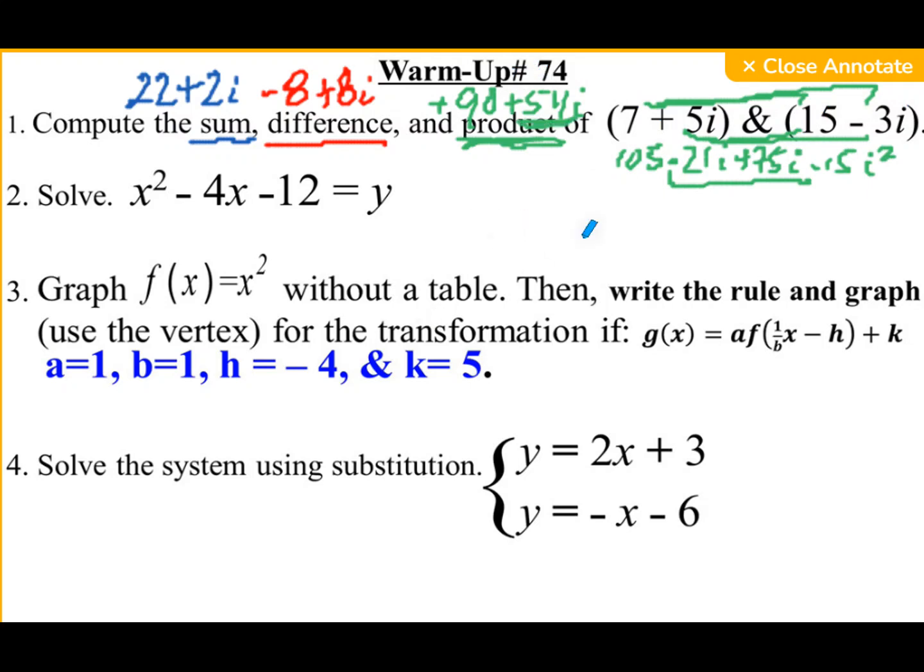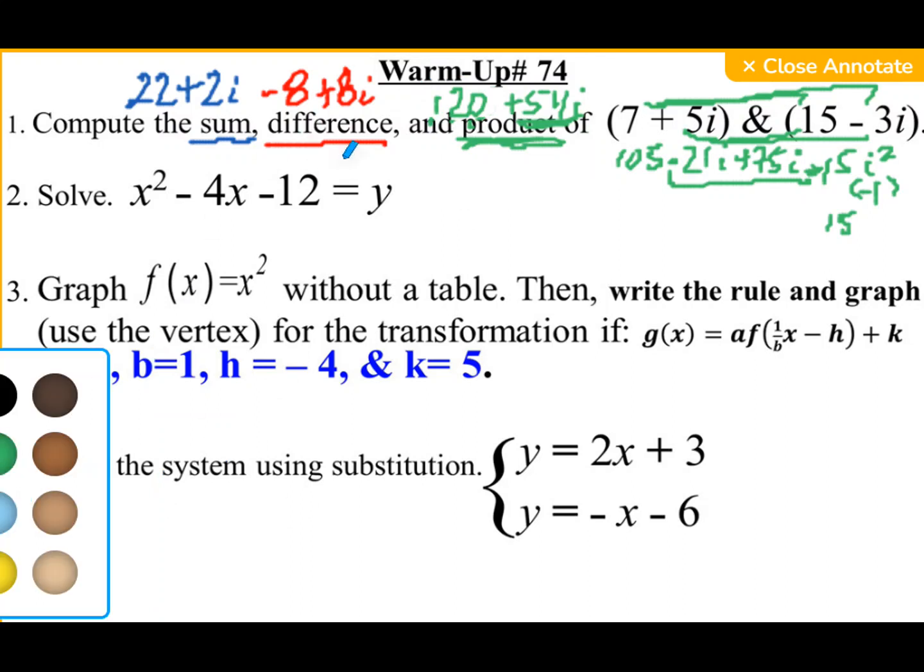Okay, so far so good. 105, however, the negative 15 multiplies i squared, which is what, everyone? Negative 1, yeah. So negative 15 times negative 1 is positive 15, so the 90 should be 120. Double check that, please. 120 plus 54i. All right.